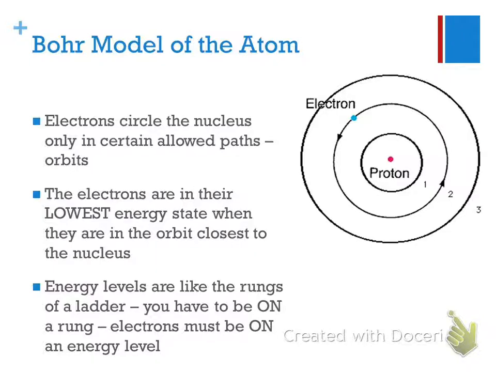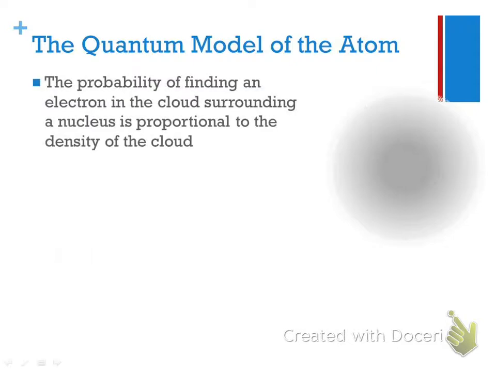The next model that we're going to talk about is called the quantum model. We're going to talk about quantum numbers a little bit more in depth. I'll warn you, quantum numbers are kind of abstract. They're a little bit hard to conceptualize, so please ask questions as we go along, because this will seem completely different and a little confusing at first. So the quantum model looks something like this.